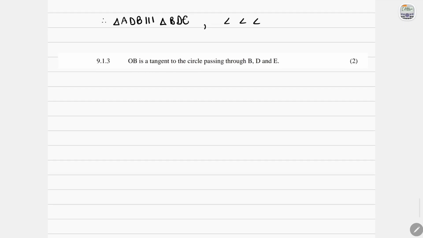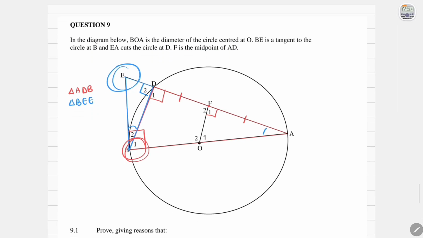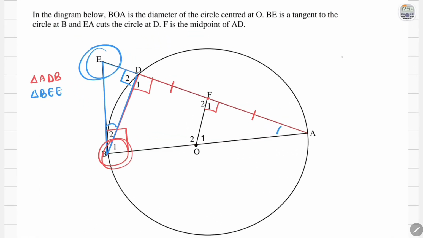Question 9.1.3 says we need to prove that OB is a tangent to the circle passing through B, D and E. Let's draw this first. Just also make sure to keep the things that we already found are equal. See, angle A is equal to angle B2. And we found out lastly that these two angles are equal. So angle E is equal to angle B1. We'll also just keep that in mind.